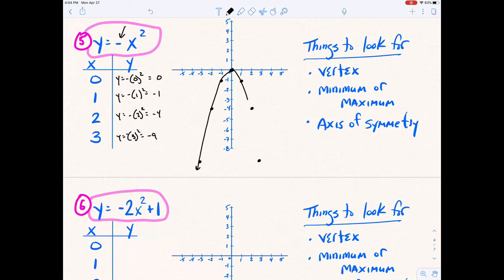I'll try to make that curve. Mine doesn't look great, but I think that'll get the job done. My vertex is still 0, 0. This time it's a maximum, and the axis of symmetry hasn't really changed at all today. It is still right through x equals 0, so it stays x equals 0.